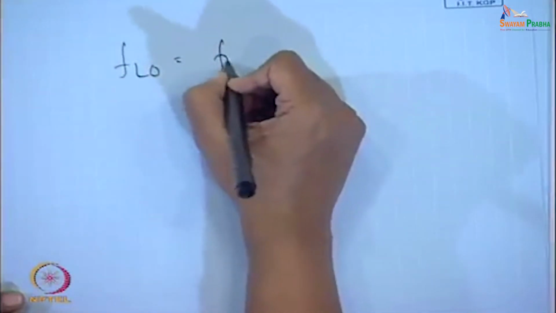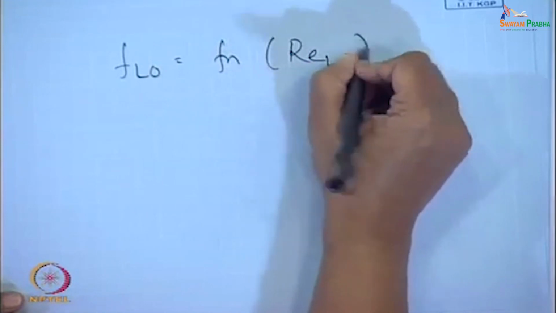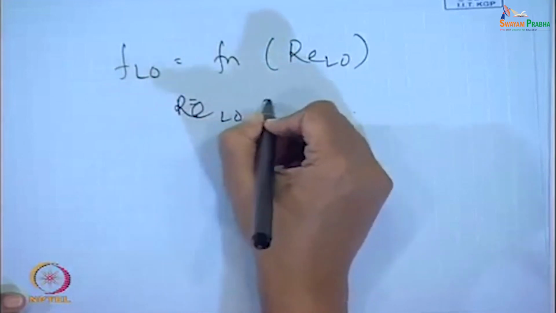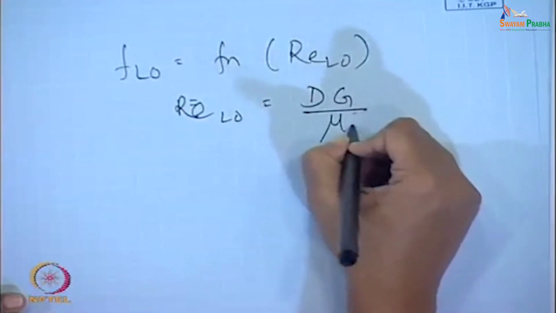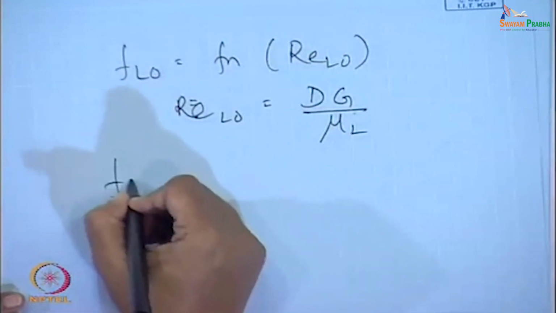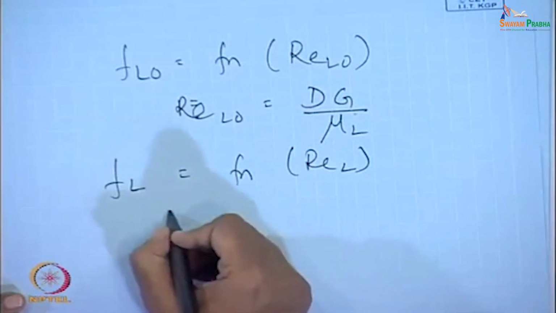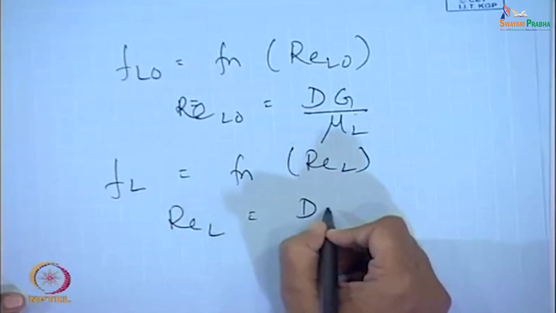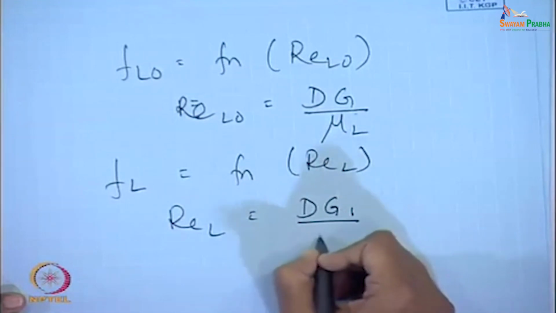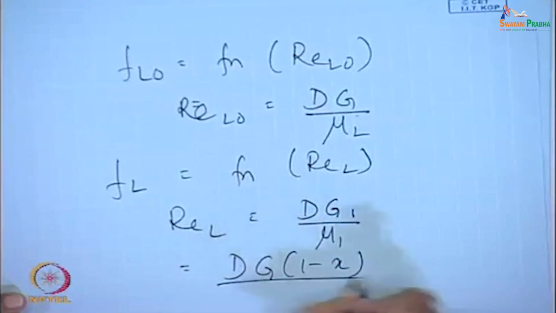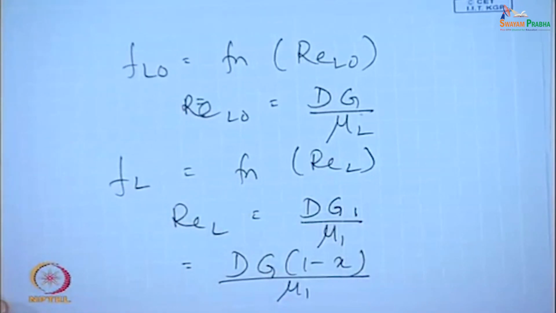So, for the first case we find FLO is a function of ReLO, agreed, where ReLO is nothing but dG by mu L. FL is a function of ReL, where ReL is dG1 by mu L, or in other words, in terms of input parameters, it is this.